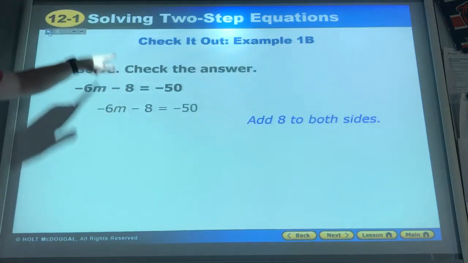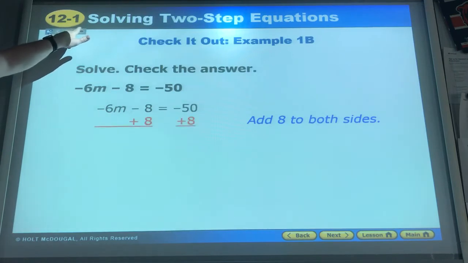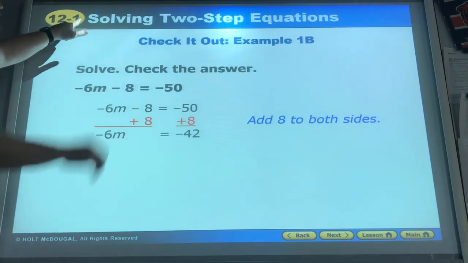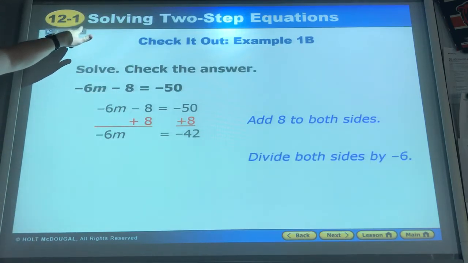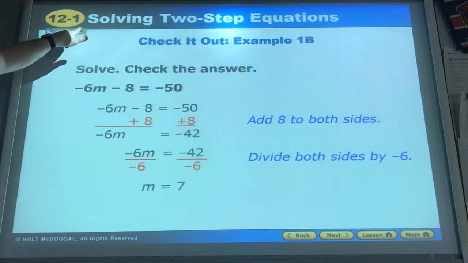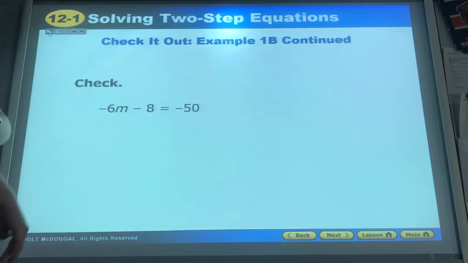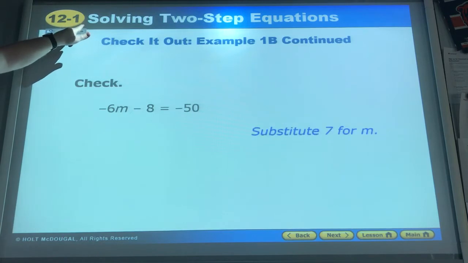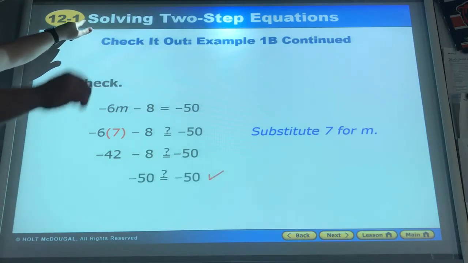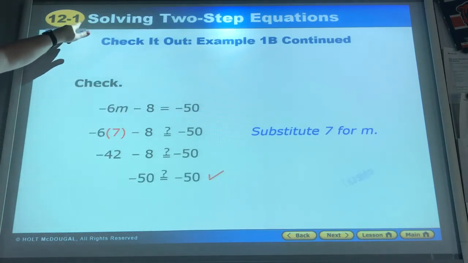Focusing on the addition and subtraction first, they add 8. Inverse operations, but in reverse since we're solving. Then we divide each side by negative 6. 7 is our answer. All right, we check it by putting 7 back in. Negative 6 times 7 is negative 42. Negative 42 minus 8 is negative 50. Yay, it checks out. All right.